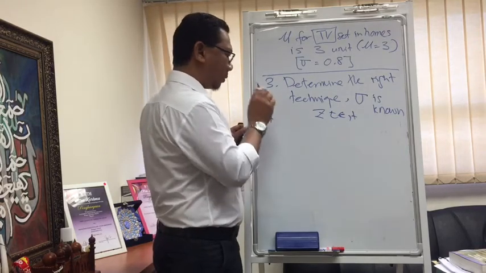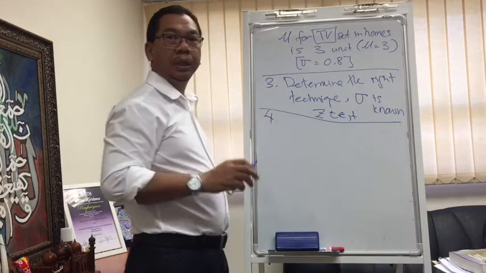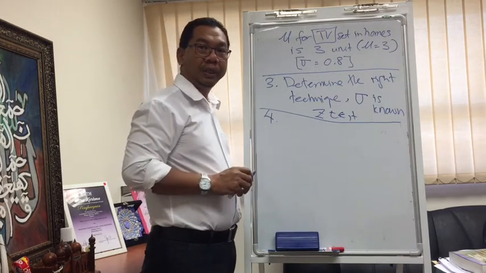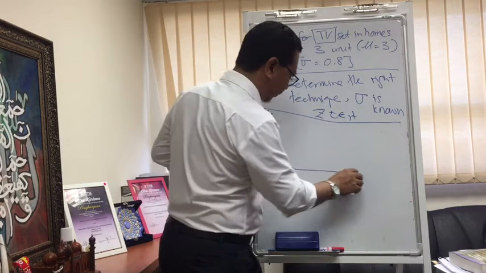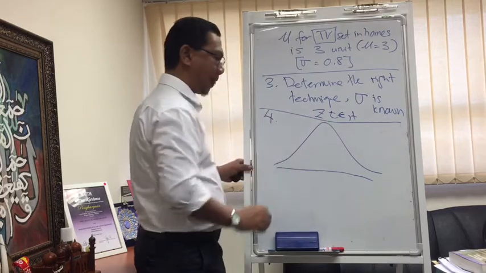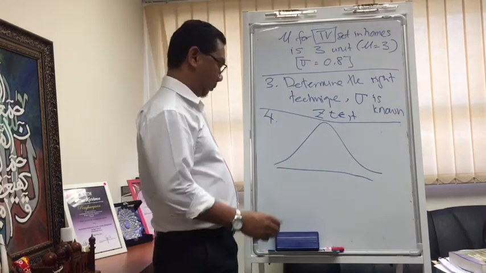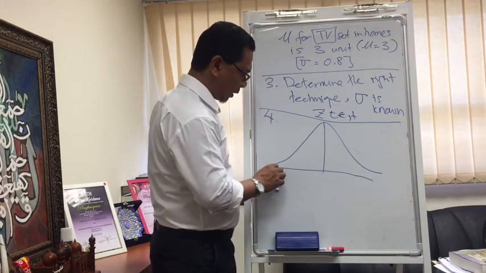Step number 4. We will identify the critical value. These are the things. This is the normal distribution.